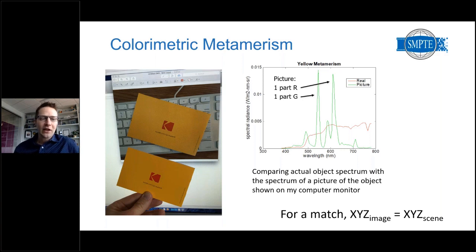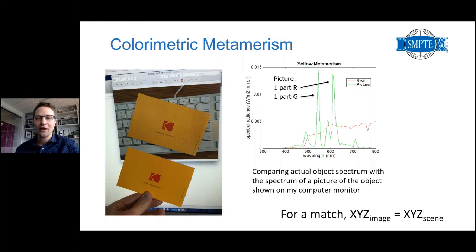So here's a demonstration I like to show, and this is a little bit like the film Inception. You have to figure out which layer of my conversation you're in. But you see a picture of me holding a yellow card, a little homage to my first employer in this industry, Kodak. And on the screen behind that yellow card is a photograph of that same yellow card. Now, when I took this picture, I also took out my spectroradiometer and I measured the light at each wavelength coming off of both the screen, the image of the yellow card, and the yellow card itself.